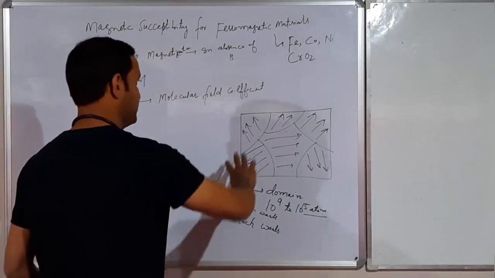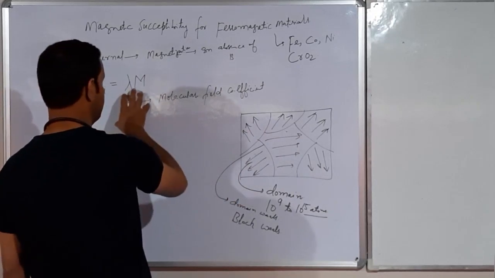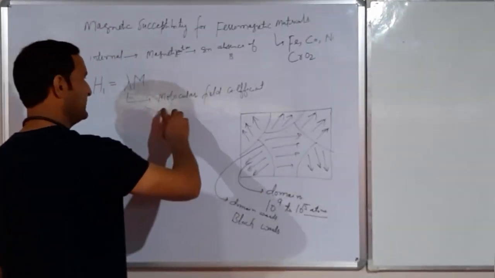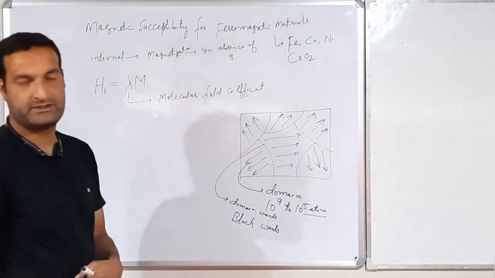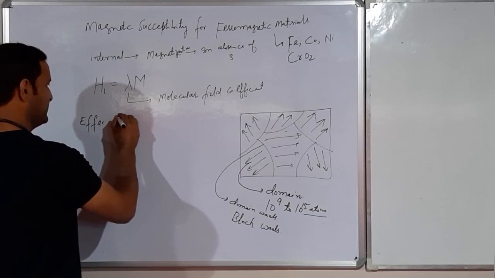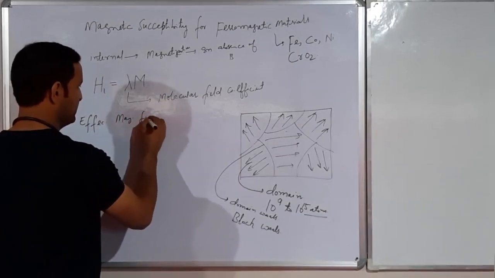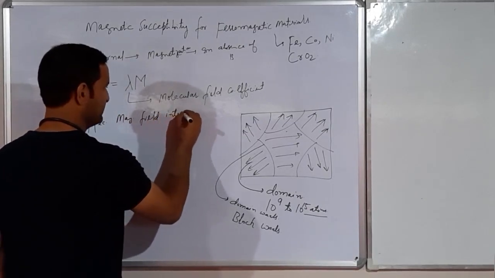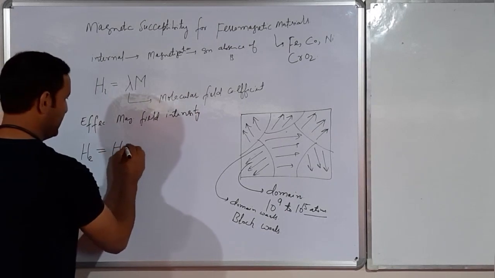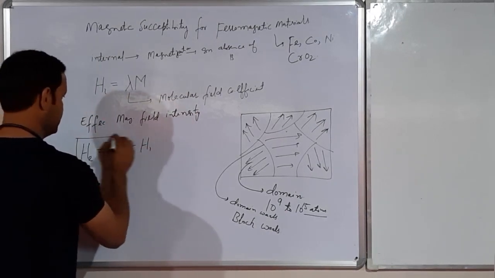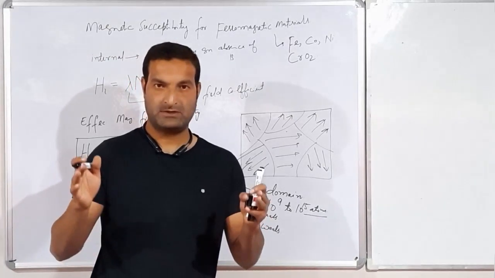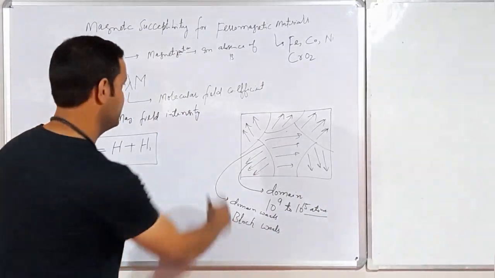Therefore there is some internal field, so we can write H internal as lambda times M, that is the magnetization present within the material due to the presence of these magnetic domains, and here lambda is the molecular field coefficient. So the effective magnetic field intensity will be equal to H plus H internal. H is due to the applied field, and H internal is due to the presence of these domains.